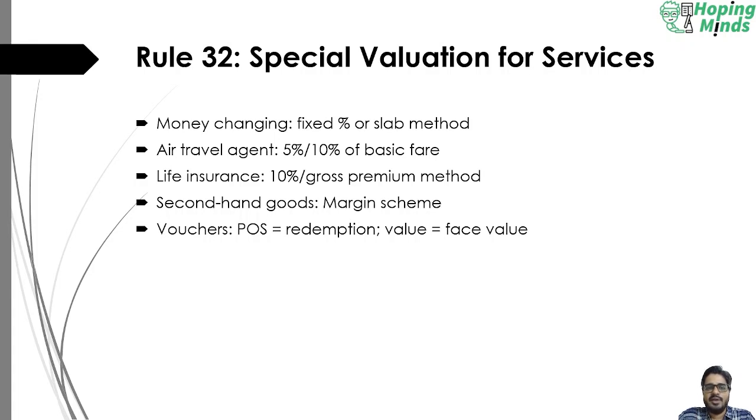Then we have the residual method, that is Rule 31. Value is determined using reasonable means, consistent with Section 15 and the rules, if other methods fail.